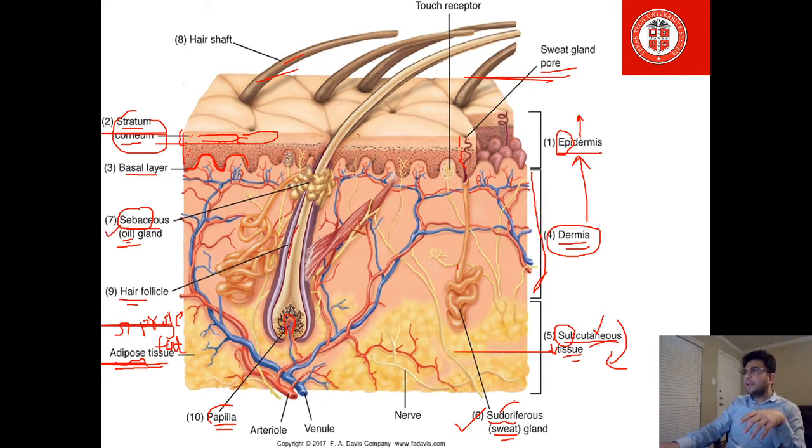We have the hair follicle, we have hair on the top, and this subcutaneous tissue is made up of fat, which is the adipose tissue. And we have an arteriole, a venule, and a nerve. So we have these three structures also present here, but this is not specifically related to the integumentary system, so I'm not going to pay much attention to it. So keeping this whole backdrop in mind, let's move on and discuss some of these terms individually.